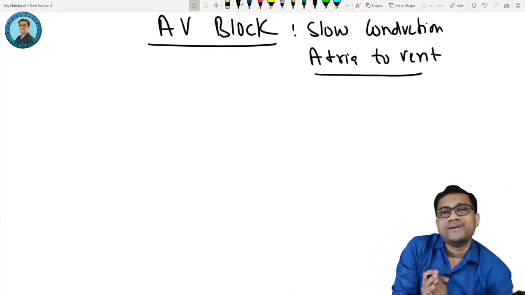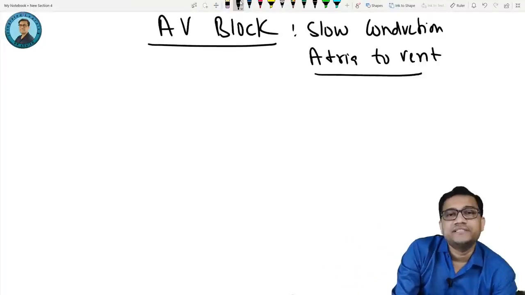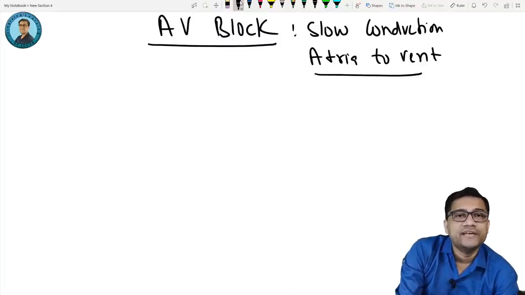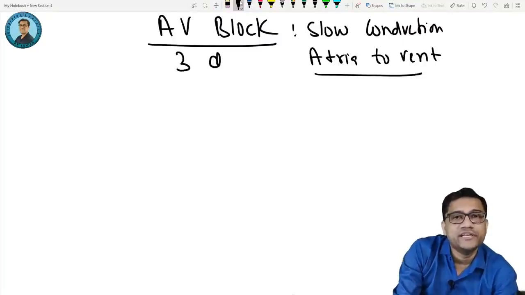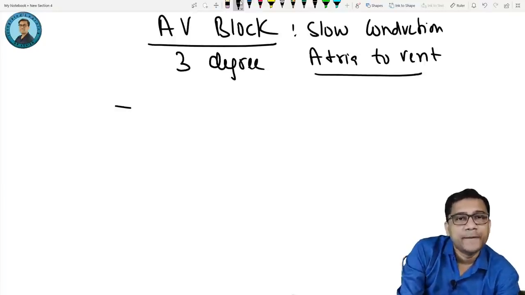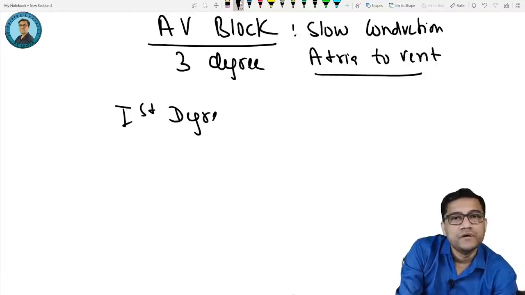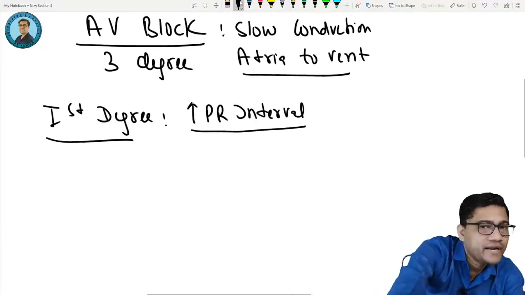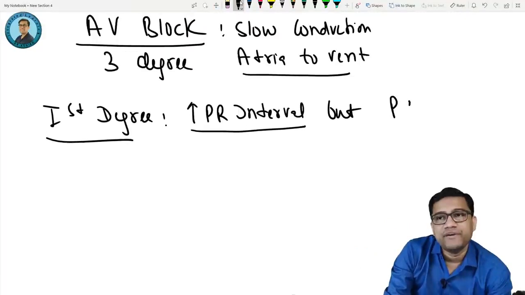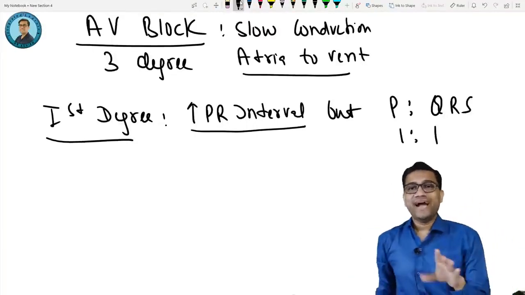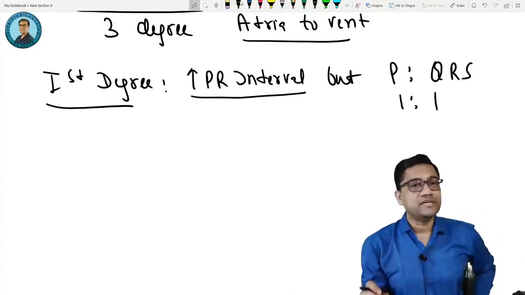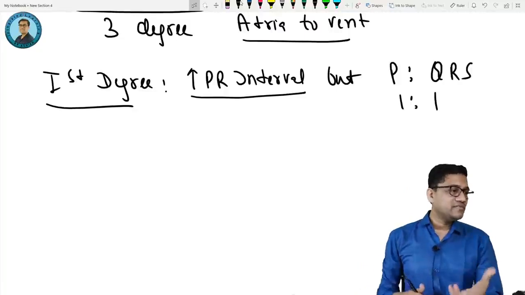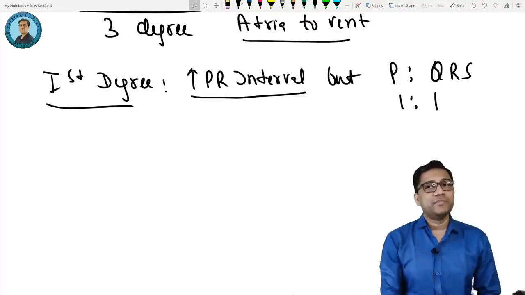Now, what are the grades? Understand, there are three grades, 3 degrees. First degree, we'll discuss. What happens is there is increased PR interval, but P waves are always followed by QRS. So what is the ratio? 1:1. That means there is no dropping of the beat. PR is increased, we are not denying that, but the relation is 1:1.